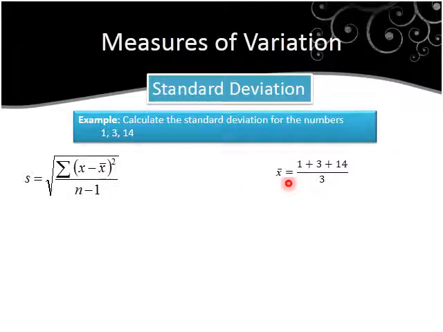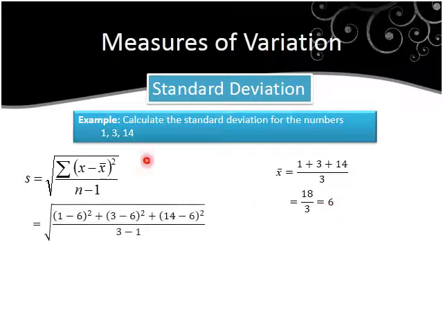So to calculate the mean, we simply, of course, have to add 1, 3, and 14, and then divide by the total number of data, in this case, 3. So adding all that up and dividing gives us 6. Now we can go over to our standard deviation formula and plug in our numbers.